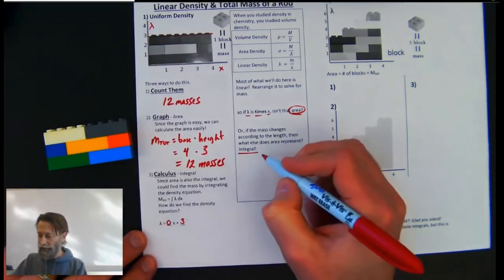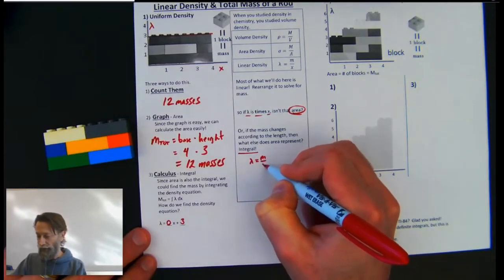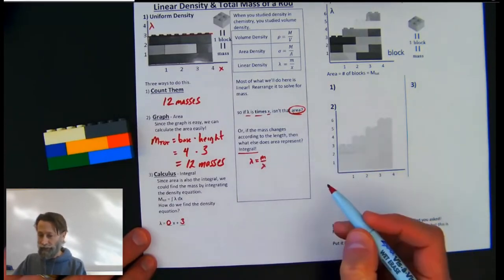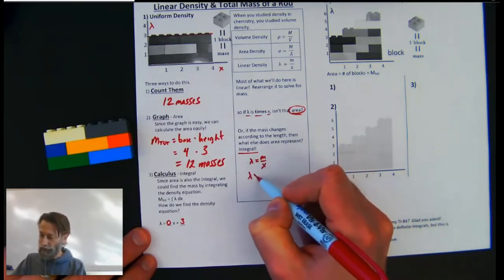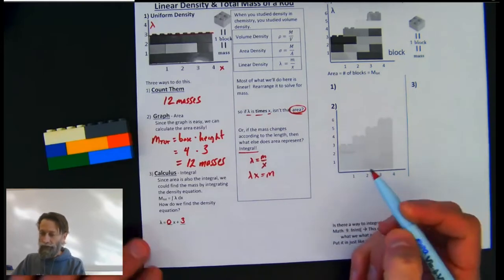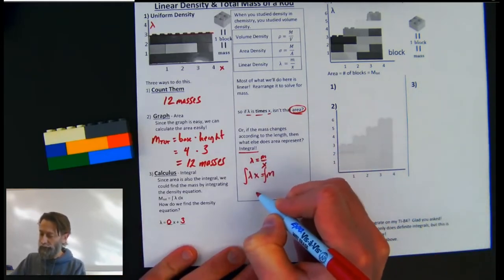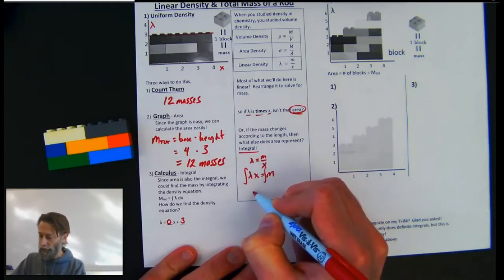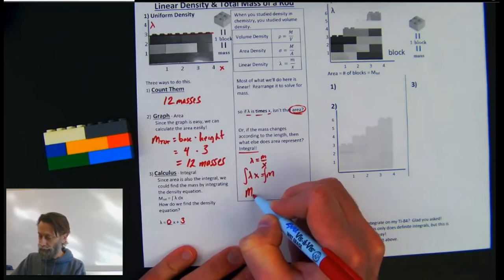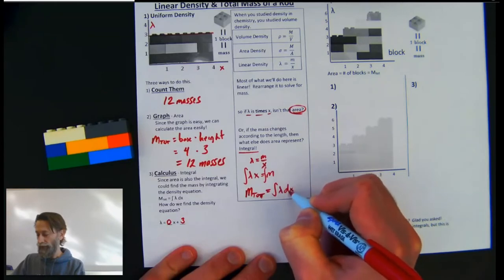Now, think through that. If I have lambda equals m over x, and I move my x over to the other side, lambda x is equal to m, then couldn't I integrate both of these? I'm going to flip-flop these here now. This will be the total mass: total mass will equal the integral of lambda with respect to x.